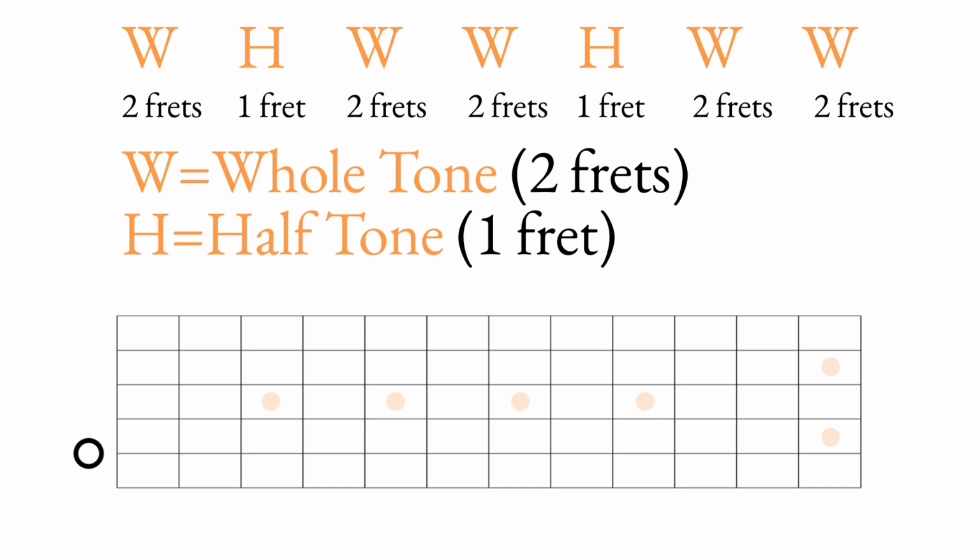Let's start with this A note here on the open A string. 2 frets higher than that we have a B note, and then 1 fret higher we have C, 2 frets higher we have D, 2 frets higher we have E, 1 fret higher we have F, 2 frets higher we have G, and then 2 frets higher we have A again. I'll number these notes 1 to 7, and I'll put the note names underneath the fretboard here.